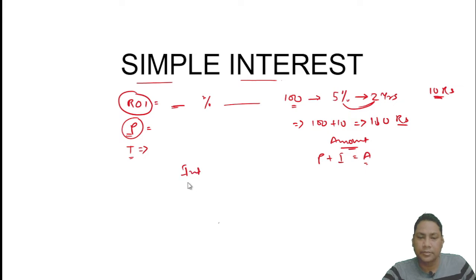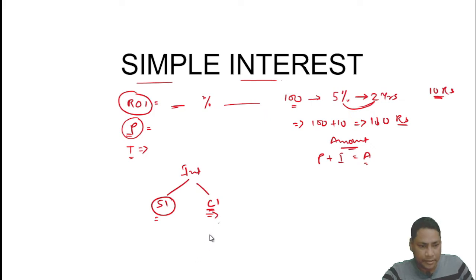Interest is of two types: simple interest and compound interest. Today we will discuss simple interest only. The compound interest chapter will be later on; we will discuss it another day. Let us take another example.